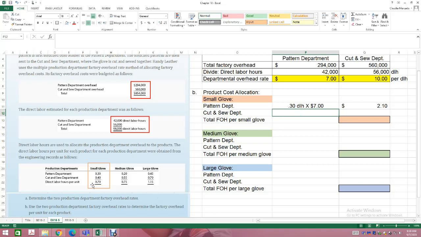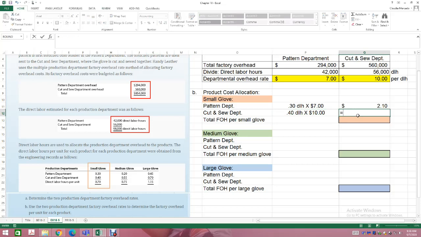For the cut and sew department, it's 0.40 direct labor hours, and my rate for the cut and sew department is $10. So 0.40 times $10 gives me $4. My total factory overhead per small glove for both departments is $6.10. We're going to apply the same logic to the medium and the large glove.